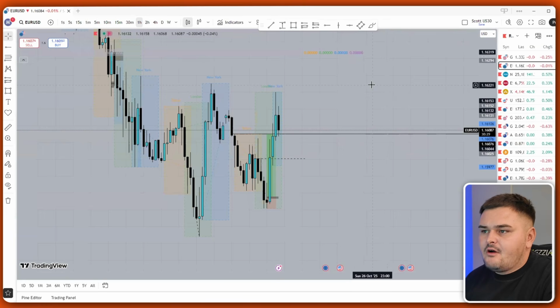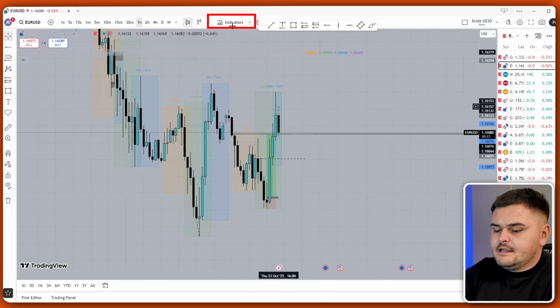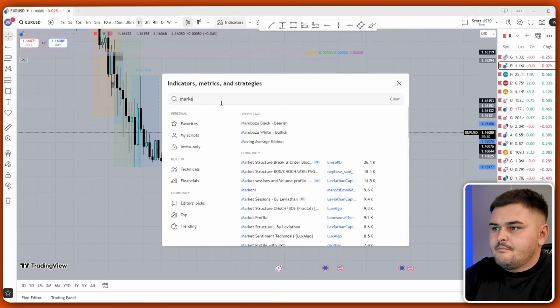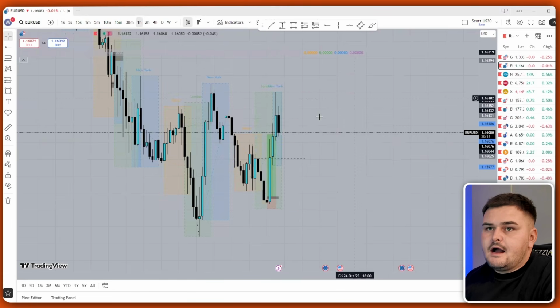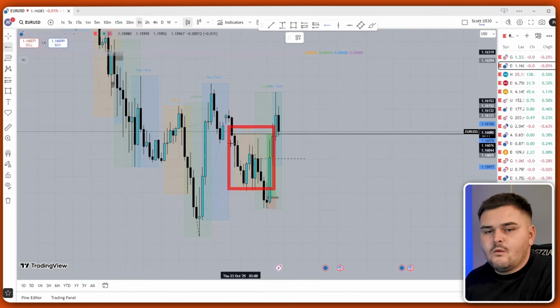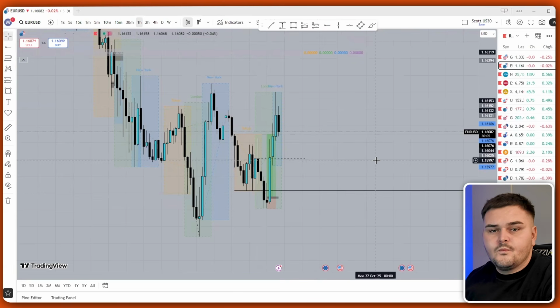So the first step of this strategy is marking our Asia high and Asia lows out. How I do that is I use an indicator called Market Sessions by Leviathan, which is this one here without the volume profile. Now we're going to want to mark the high and the low. So you can see this here, yellow or orange box here. We're going to mark the high and low. And the whole concept of this is whichever side we sweep first, we are then going to take the trade in the opposing direction from a lower time frame.